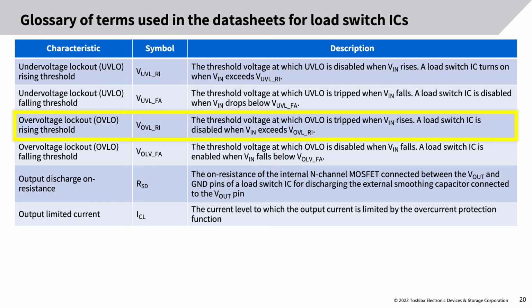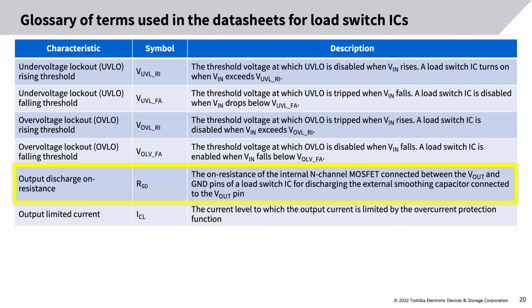Over voltage lockout rising threshold is the threshold voltage at which OVLO is tripped when Vin rises. A load switch IC is disabled when Vin exceeds VOVLRI. It is represented by VOVLRI. Over voltage lockout falling threshold is the threshold voltage at which OVLO is disabled when Vin falls. A load switch IC is enabled when Vin falls below VOVLFA. It is represented by VOVLFA.